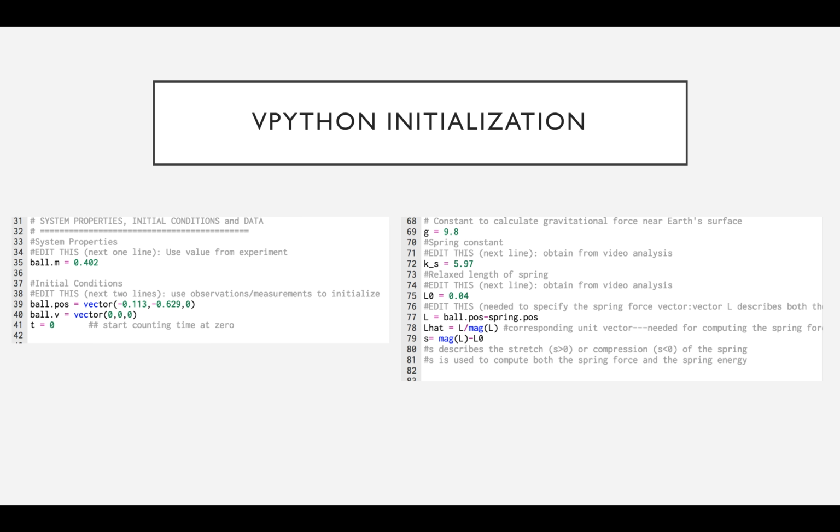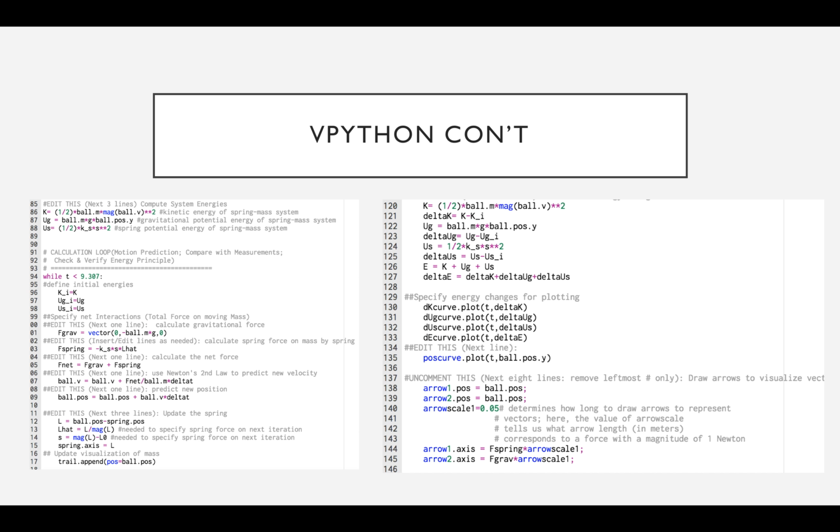The initialization for the Python code included the mass of the ball and the initial position vector. The spring stiffness and relaxed length of the spring were inserted from the values calculated earlier. The equations for L, L hat, and S were also updated to reflect the correct calculations. In this slide, the system energies were computed by inputting the correct formulas into the Python code. In the first loop, Newton's second law was used to update the velocity and position of the system, and the spring was also updated by inputting the correct equations for L, L hat, and S.